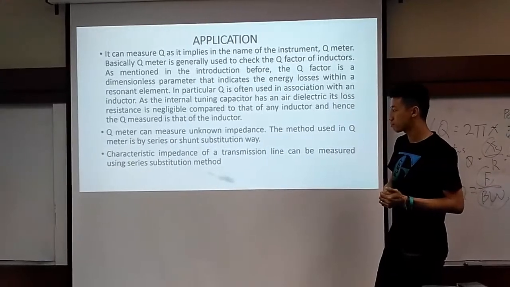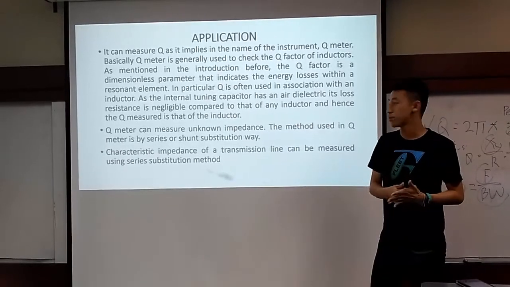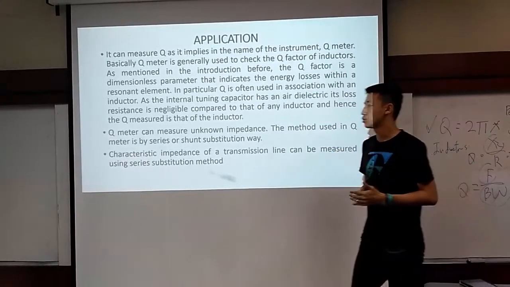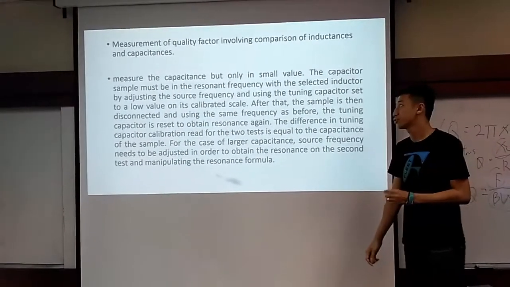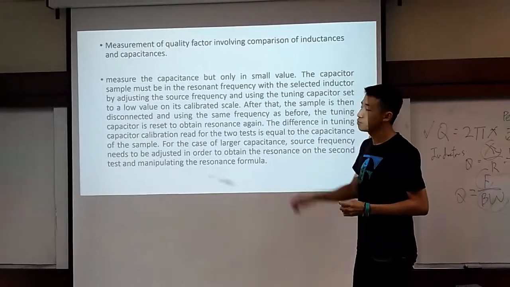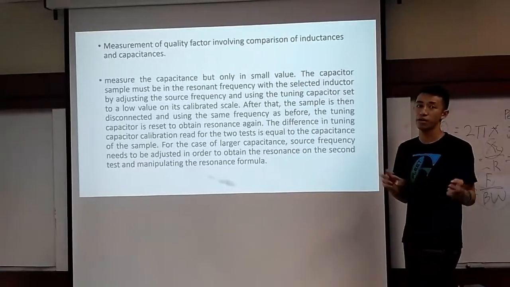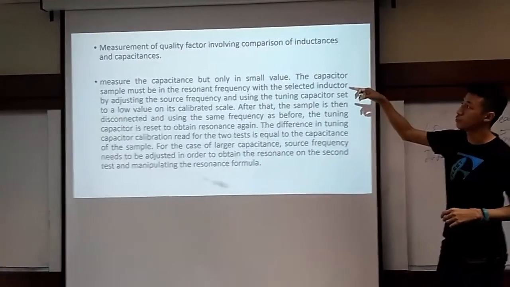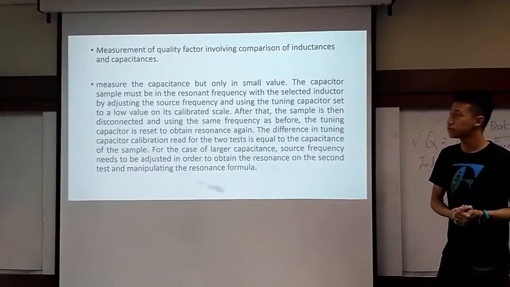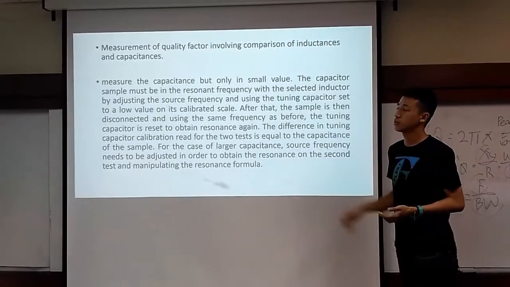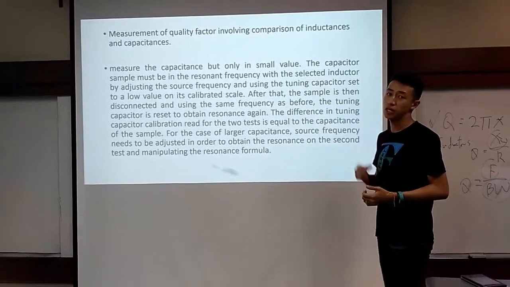measure the unknown impedance. The third one is that the characteristic impedance of a transmission line can be measured using the series substitution method. After that I will continue with the fourth application of the Q meter. Besides the first one we mentioned, the measurement of the quality factor in terms of L and R, this one continues with the measurement of the quality factor involving comparison of inductance and capacitance.